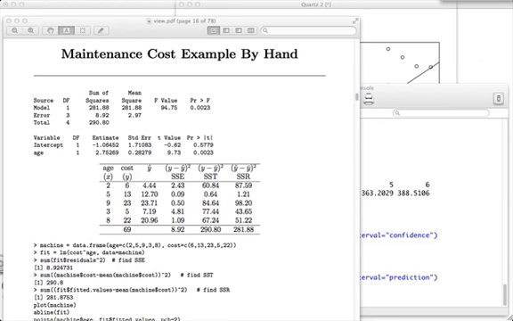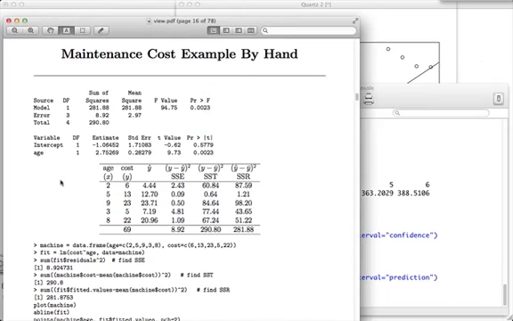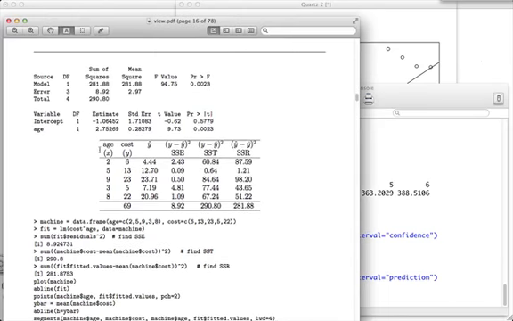This short video is going to give you a second example for doing regressions in R. This is an example that I call the maintenance cost example, and it's an absolutely tiny example. The example consists of 5 observations. Here is how I've entered in those values.